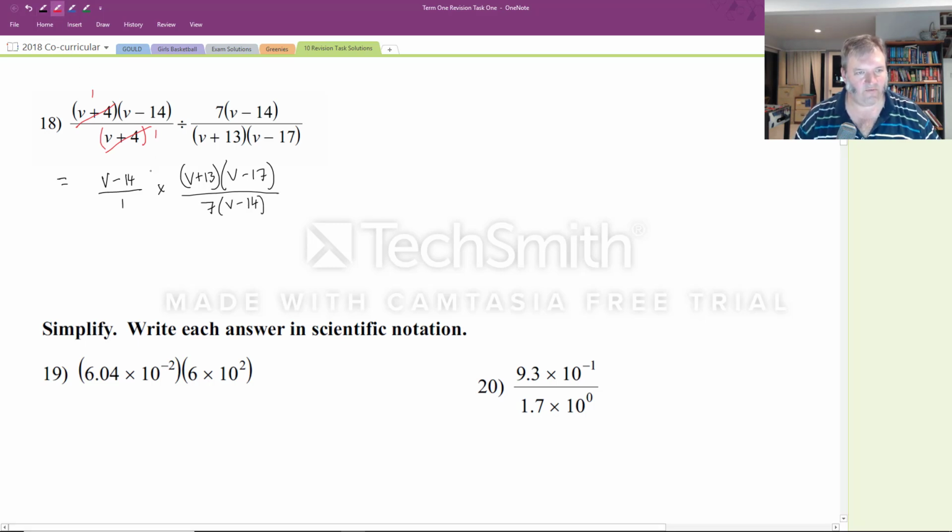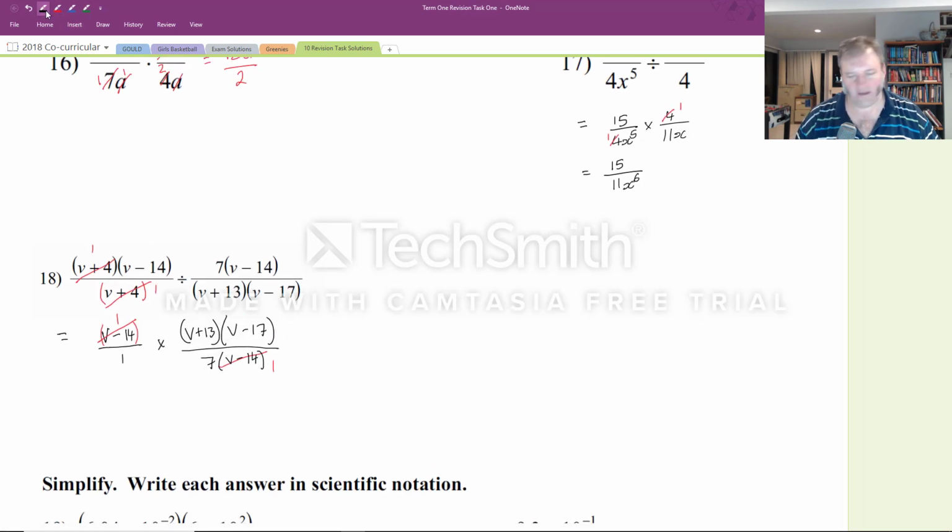And now you can see the common factor. These are all factors. That is one term in bracket. A vinculum acts as a set of brackets, so that's okay. I can cancel that v minus 14 term with this v minus 14 term. There's nothing else there to cancel.